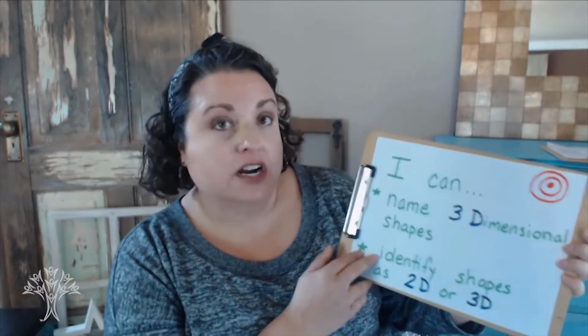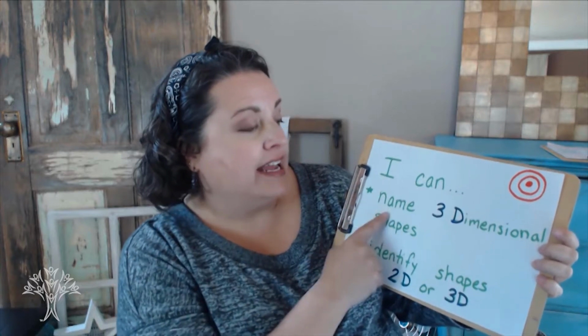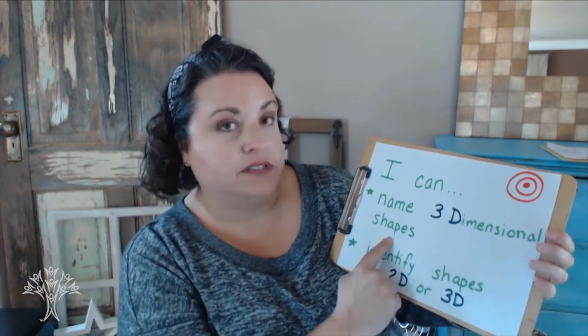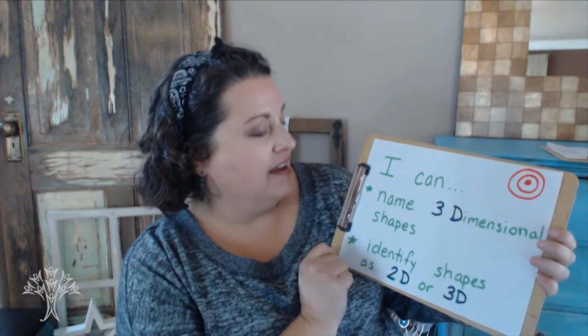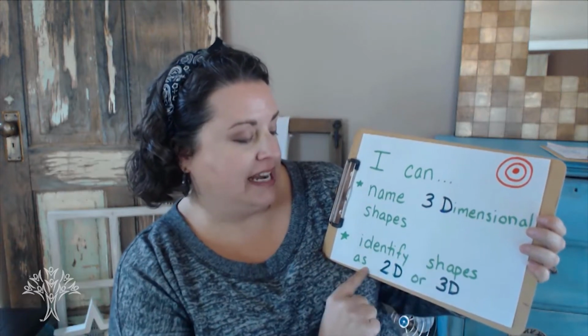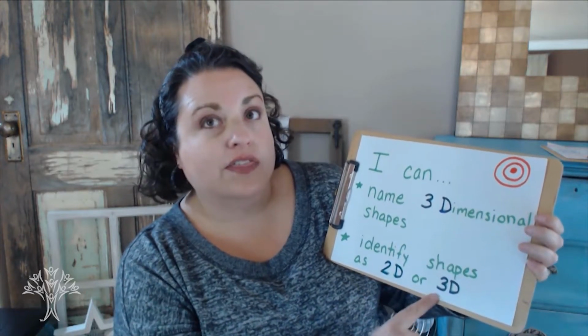Today we will be learning about 3D shapes. Our learning target is I can name three-dimensional shapes, or 3D shapes, and I can identify shapes as 2D or 3D. Let's get started. To start with, I have some Play-Doh. You can use Play-Doh or modeling clay to build shapes.